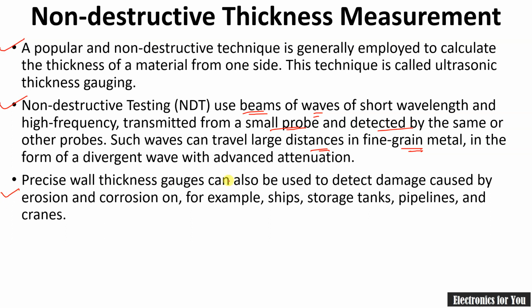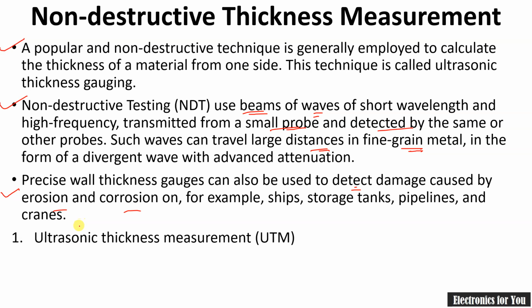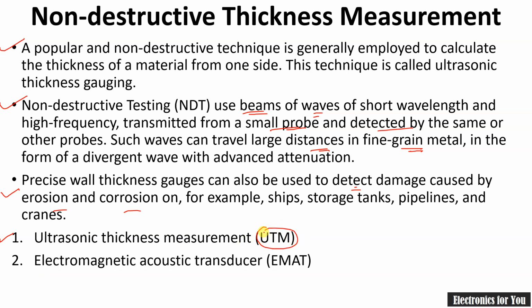Precision wall thickness gauges can also be used to detect the damage caused by erosion and corrosion. So you can measure the erosion and corrosion in non-destructive thickness measurement. There are two types of NDTs available. The first one is ultrasonic thickness measurement, that is UTM. I will cover this topic in this video itself, and the next one is the electromagnetic acoustic transducer, which will be covered later.